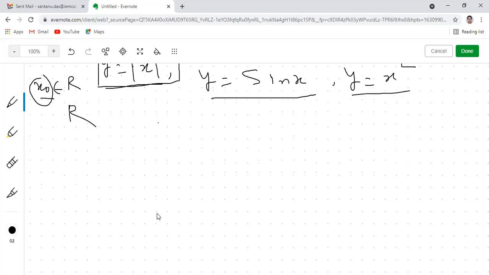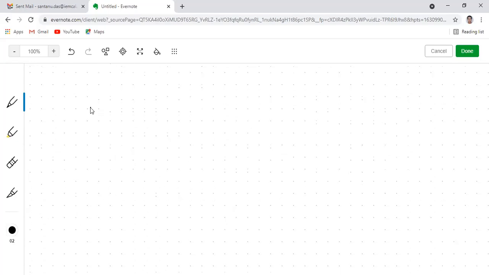Yes, sir. But it is possible for a function of a complex variable if we know that the function is an analytic function.